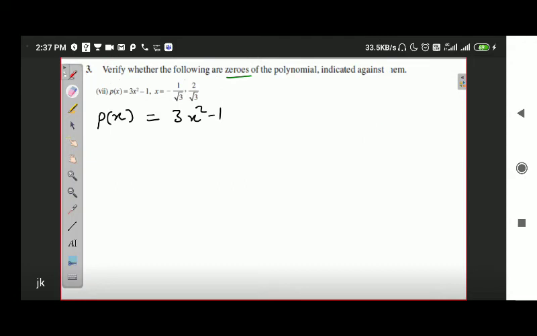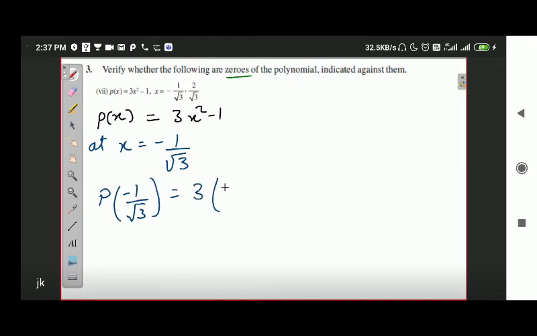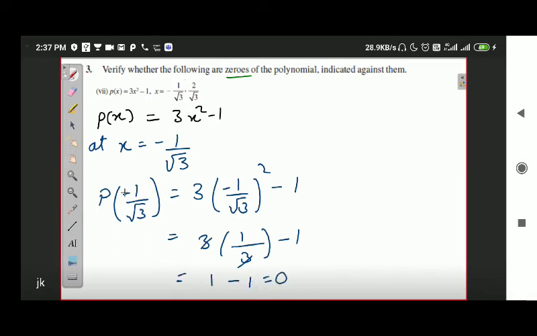First, at x equals minus 1 upon root 3. Let us put in the value x equals minus 1 upon root 3. So this will be p of minus 1 upon root 3 equals 3 into minus 1 upon root 3 whole square minus 1. On squaring, minus 1 square is 1, root 3 square is 3, minus 1. This will be 1 minus 1 equals 0. So the value of the polynomial for x equals minus 1 upon root 3 is 0.